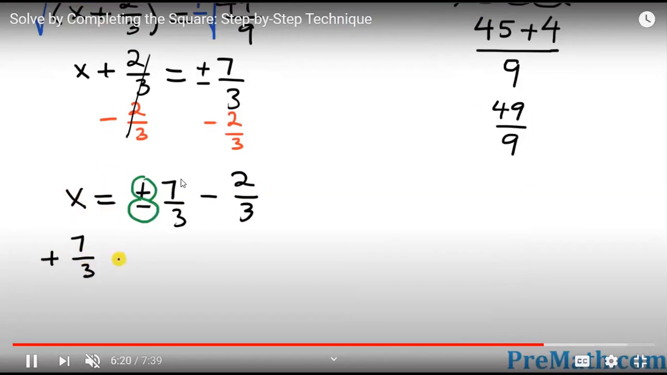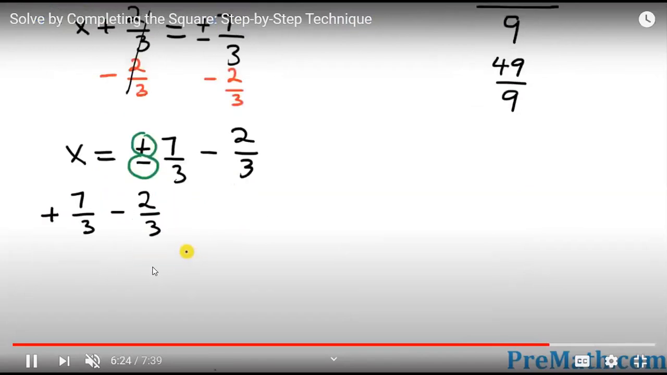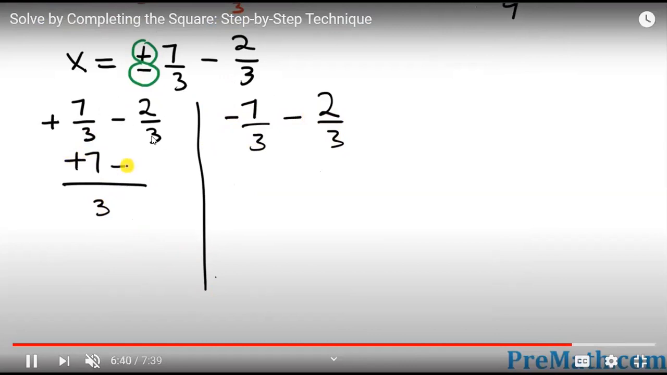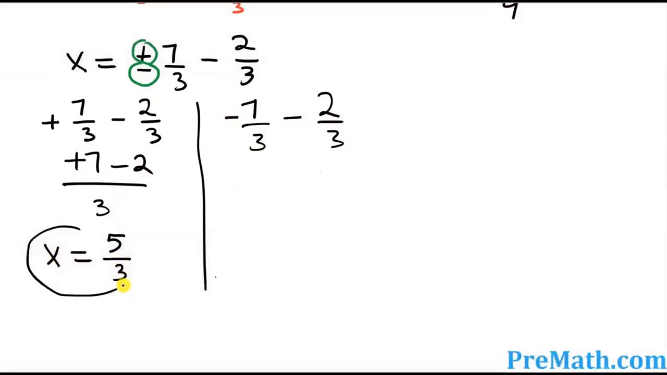x is equal to plus 7 upon 3 minus 2 upon 3. The answer: 7 minus 2 is 5 upon 3. Or if x is equal to minus 7 upon 3 minus 2 upon 3, the answer will be minus 9 upon 3. The first answer is 5 upon 3. The value of x is 5 upon 3.